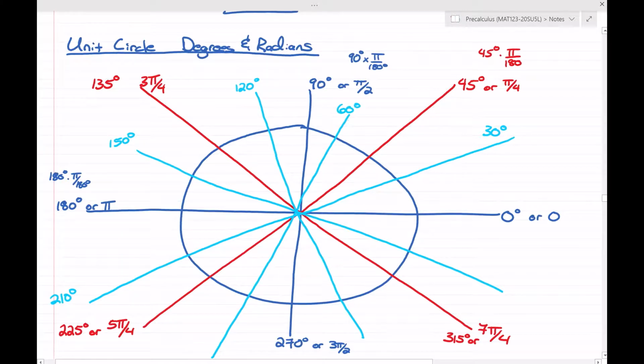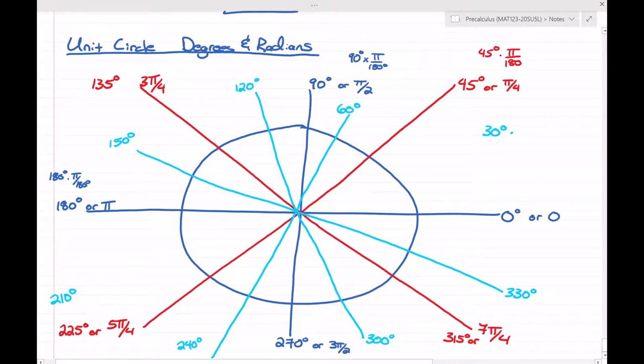This is 240 degrees. This would be 300 degrees. This would be 330 degrees. And now let's write their radian equivalent. So 30 degrees times pi over 180 would be pi over 6.